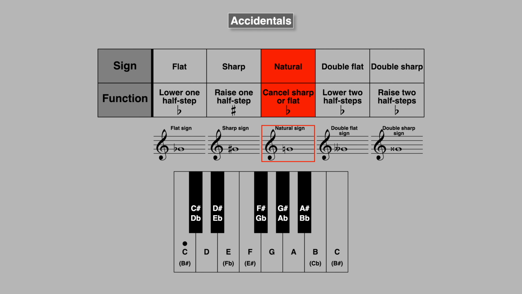The natural sign will cancel any accidental marking on a note. So the previous G sharp is cancelled and we'll play G. The natural sign will also cancel accidentals from the key signature. So in any case, a natural sign means we're to play a natural note.